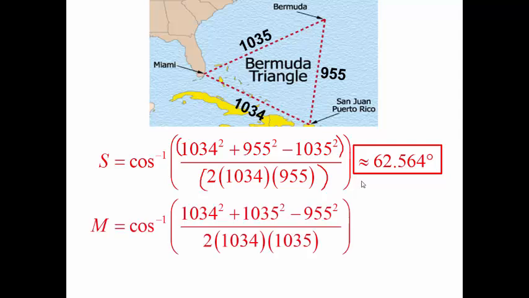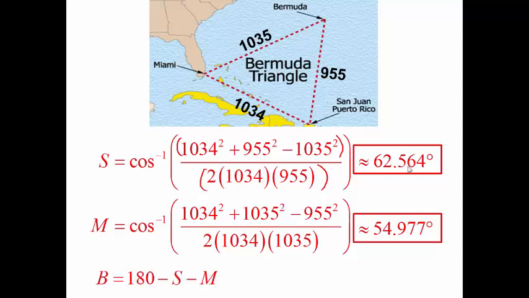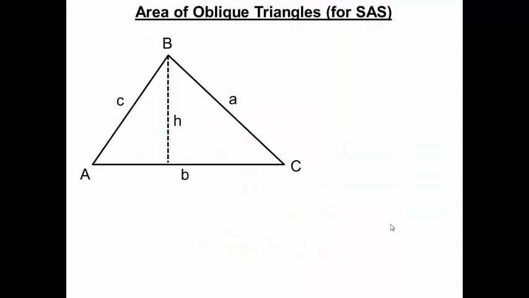I can do the same thing with the Miami angle, 54.977. And then to get the Bermuda angle, I would just subtract from 180. Make sure you store those two previous numbers in your calculator. I get 62.457. The next stop on our journey would be area.